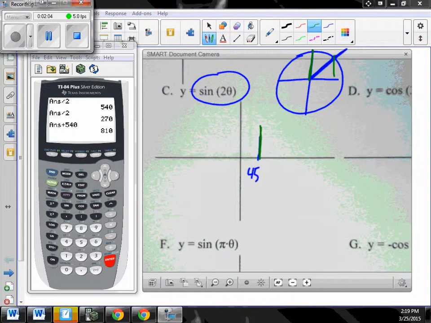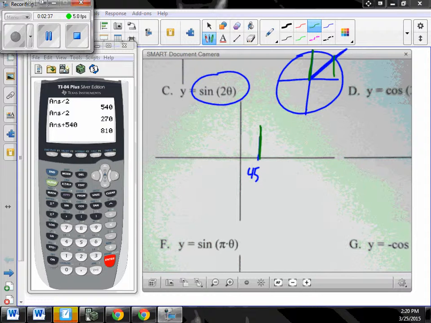My period will now be... So it will now be, no. I'm actually going around the circle twice as fast as I used to. Right? So I enter 45, but I graph 90. I enter 90, but I graph 180. I enter 180, but I actually graph 360.